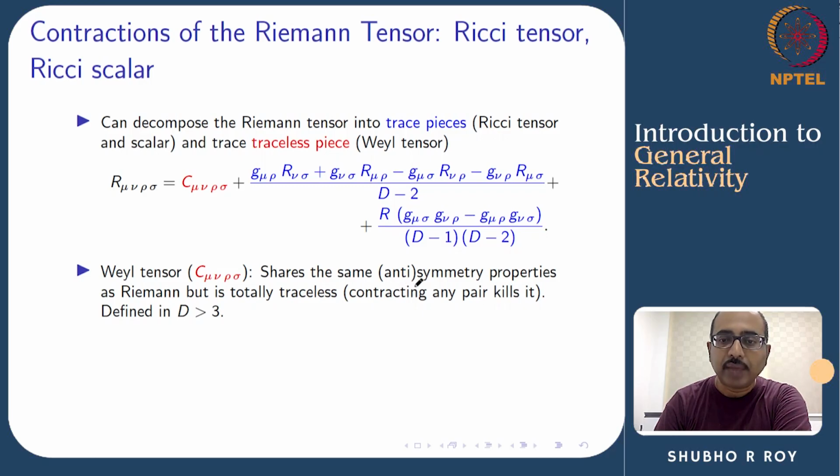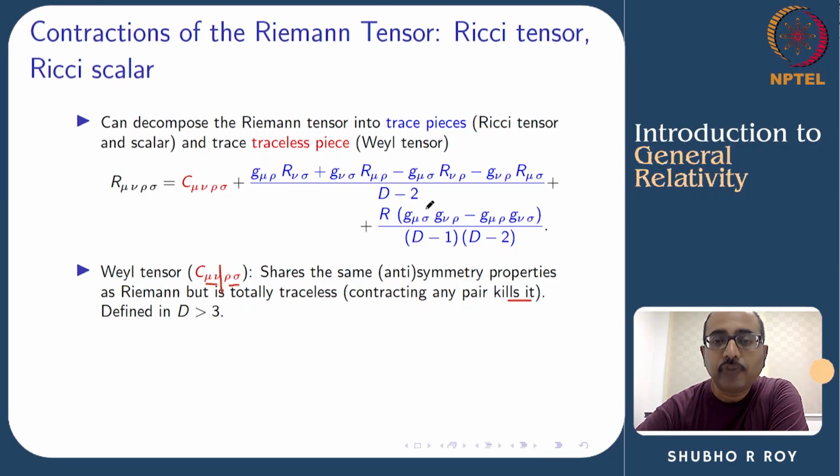The Weyl tensor shares the same symmetry and antisymmetry properties of the Riemann tensor. That is, the Weyl tensor is antisymmetric under the swap of the first two indices, antisymmetric under the swap of the last two indices, and it has the pairwise symmetry: if you swap the first two indices with the second two, it is symmetric. So the Weyl tensor, in some sense, satisfies all the symmetry and antisymmetry properties of the Riemann tensor. The difference is that the Riemann tensor has a non-trivial, non-zero trace, whereas the Weyl tensor is completely traceless. Contracting any pair of indices kills it.